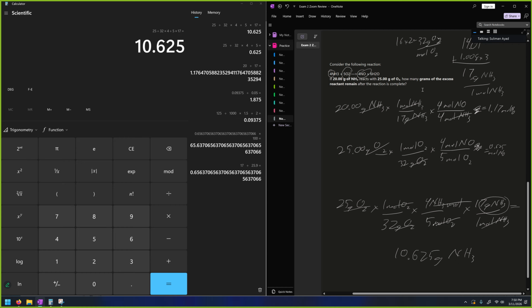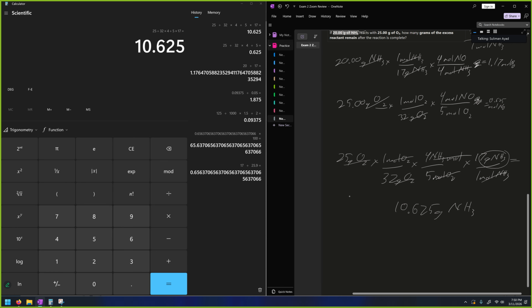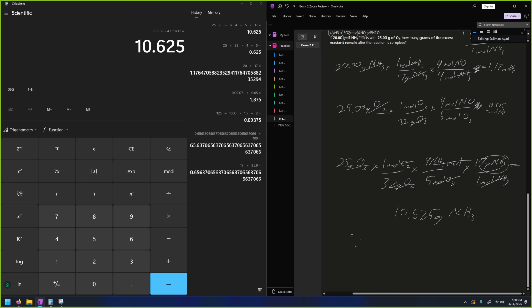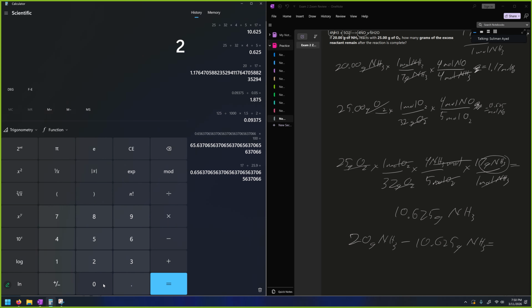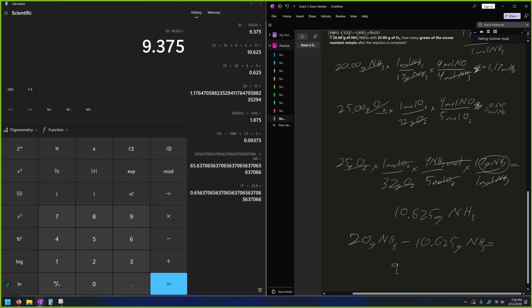Now, that's not the final answer here. We were asked for grams of excess reactant remaining. So we have to subtract the amount we actually used from the amount that we started with. To finish this off, 20 grams of NH3 minus 10.625 grams of NH3 is equal to our final answer. 20 minus 10.625 gives me 9.375 grams of NH3 remaining.